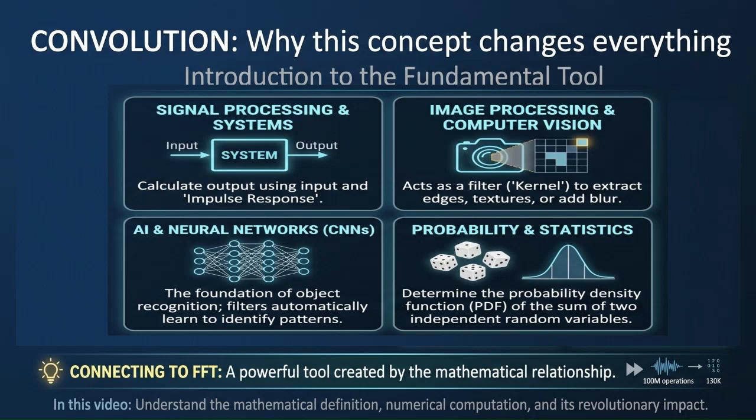In the previous video, we explored the fast Fourier transform, or FFT, and saw how it dramatically speeds up computations. But that naturally raises an important question. What exactly are we trying to compute so efficiently? One of the most important answers is convolution.